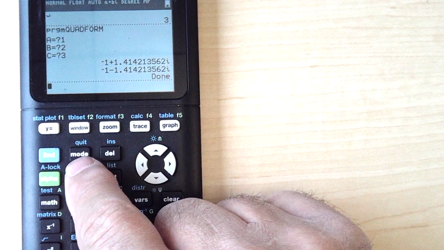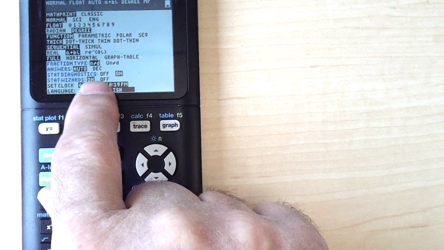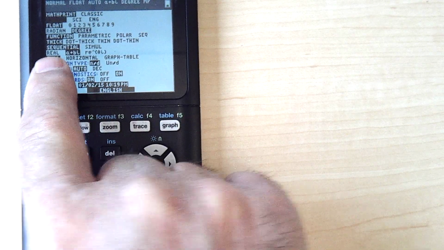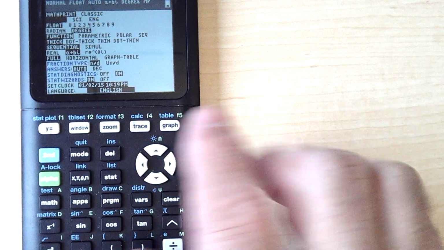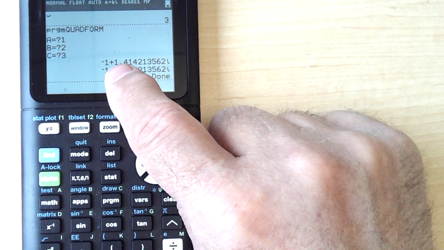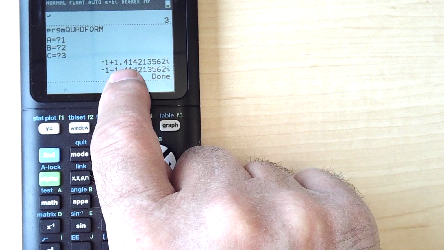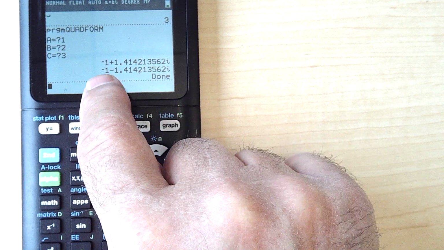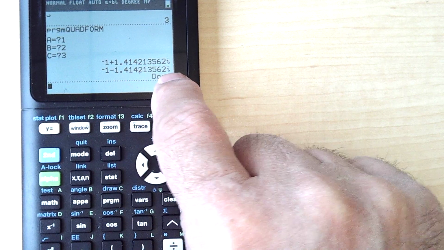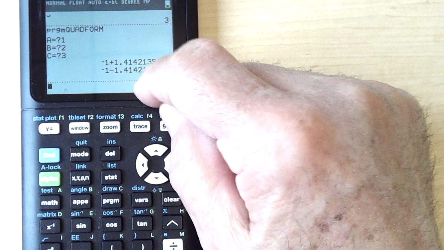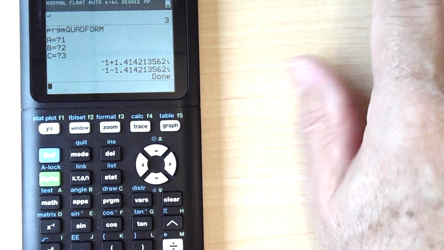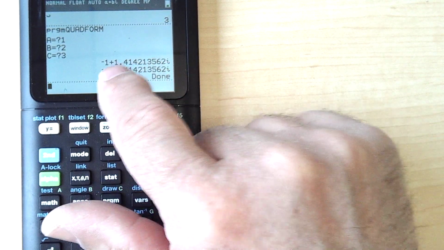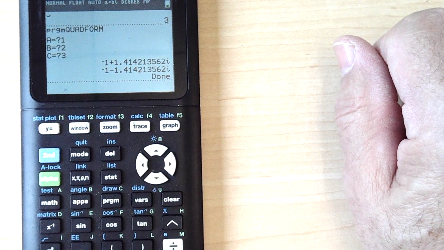If your calculator mode is in A plus BI instead of just real answers, it'll actually give you the complex ones. -1 plus the square root of 2i, and -1 minus the square root of 2i. I recognize those decimals, but even if you don't, that's the decimal answer for the complex answers.